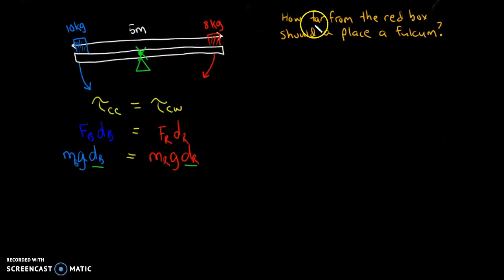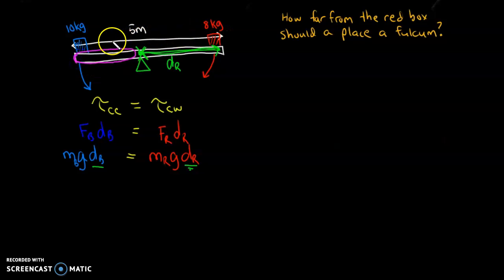So let's go back to our question. I want to know how far from the red box they are. So what I want to solve for is this distance. I'm trying to solve for dr. Okay, so I definitely want to have dr. Now, I need to figure out my relationship between dr and db. So if dr takes up this distance from the fulcrum, wherever it will be, to the end of the board, how much is left for the blue box? How much distance would be left here?